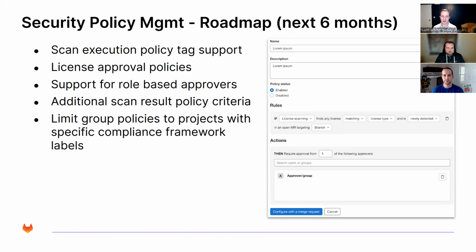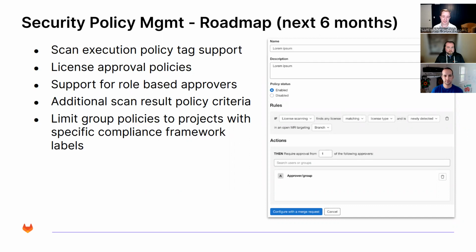We're also working to add a lot of additional scan result policy criteria, including things like filtering based off of the age of the vulnerability. So that way, if you have SLAs that you need to enforce, you can do that by setting up a policy, for example, that would require approval for any new merge request coming in if there was a critical vulnerability already in the default branch that had been there for 30 days or more.